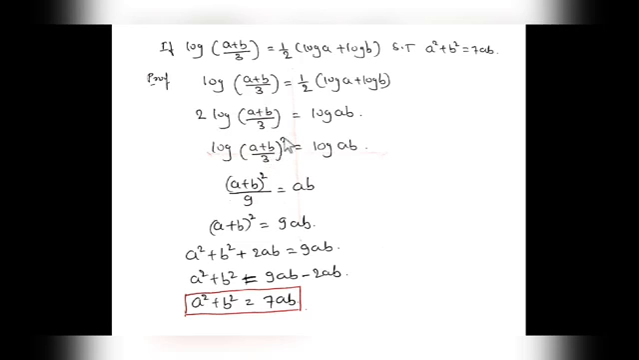Now we can take this coefficient as power. Log of (A plus B divided by 3) whole bracket square is equal to log AB. If we cancel log on both sides, we will get (A plus B) whole bracket square divided by 3 square, which is 9, is equal to AB. Shift this 9 to this side. (A plus B) whole bracket square is equal to 9AB.